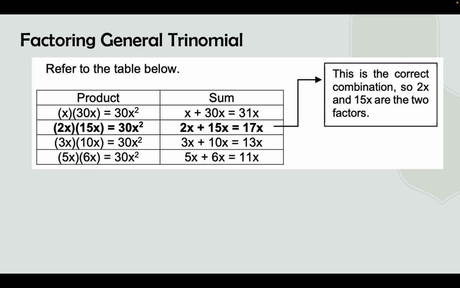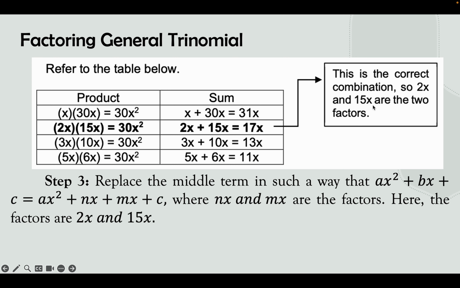So we have here now the table for the product. These are the possible factors that will result in 30x squared. And for the sum, we have here. So let's focus on 2x times 15x. That is 30x squared. And the sum is 2x plus 15x. That is 17x. That means the correct combination for this one is 2x and 15x.